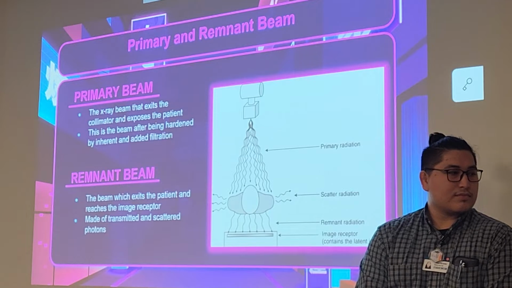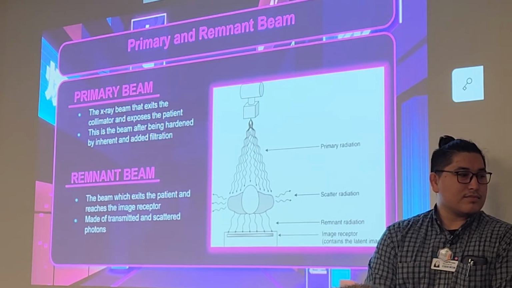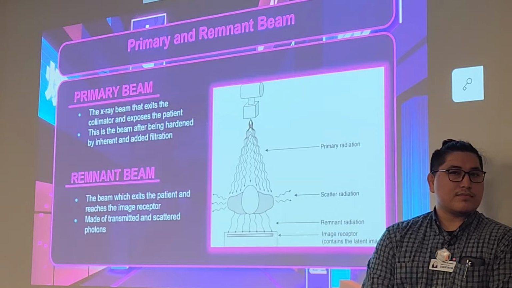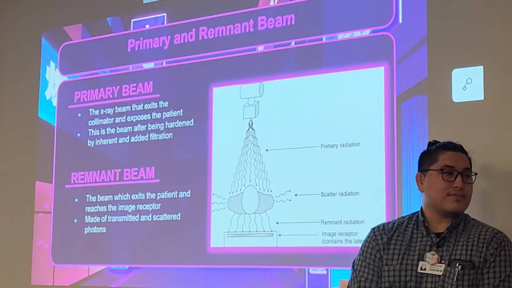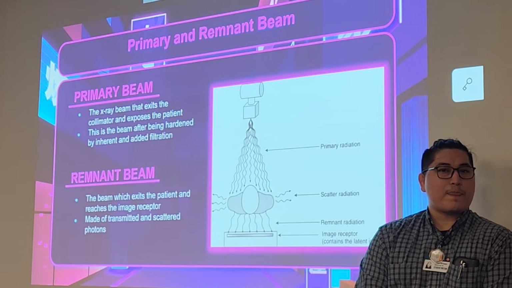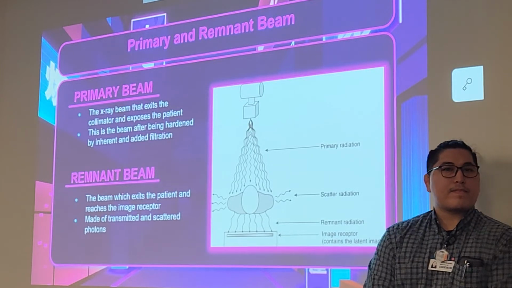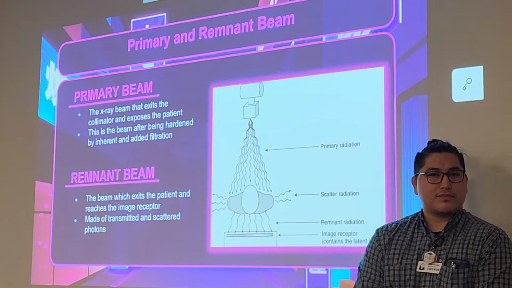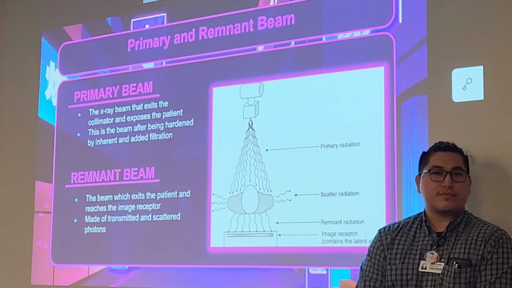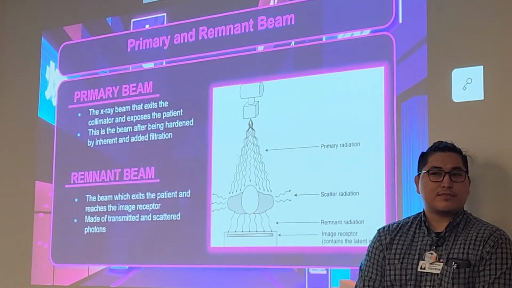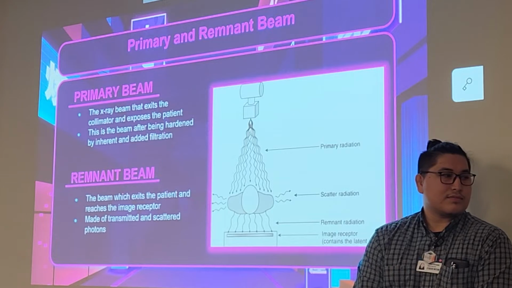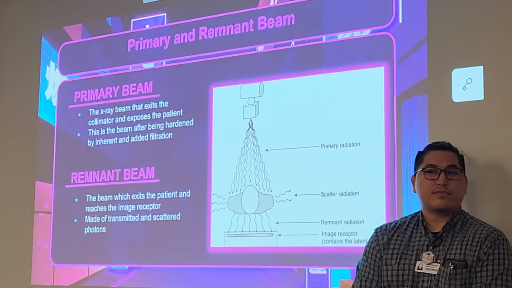What if it bounces, but it's still going in the direction of the IR? Is that remnant radiation? Yes. So it can reach the patient, it can change direction, but it still gets to the IR. So what are the two things that make up remnant radiation? Transmission and scatter. So the scatter has to reach the IR as well. Remnant radiation is the radiation that reaches the IR.